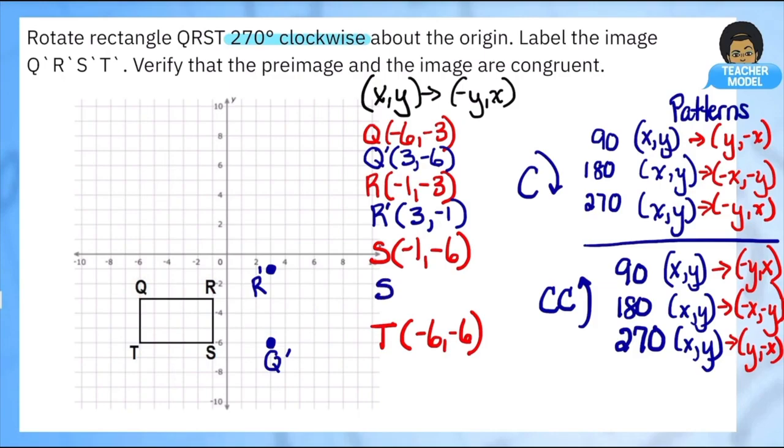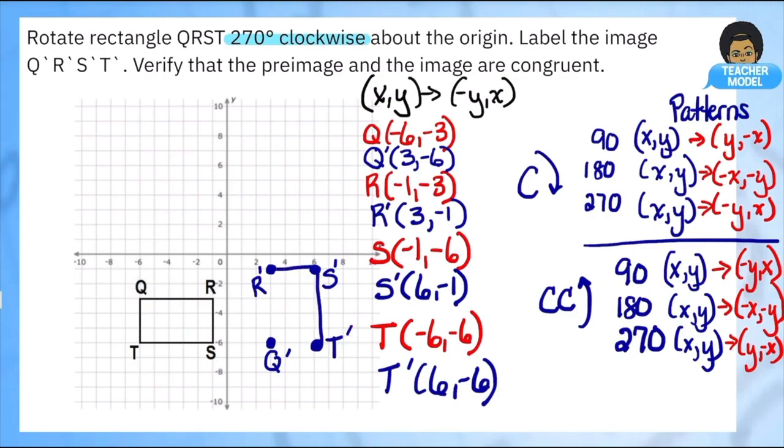All right, so let's look at S prime, and we have 6, -1. So here's our S prime. And T prime is going to be 6, -6. And so here's our new figure. I'm just going to connect all the points so you can see it, and there you go. We have our new figure here.